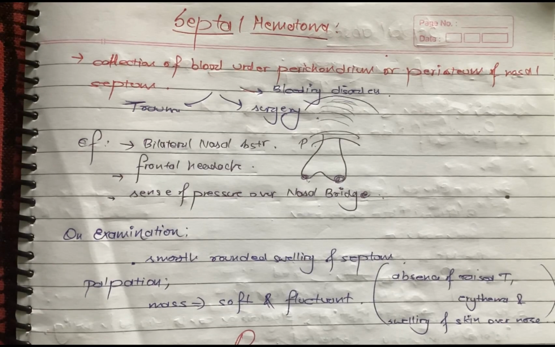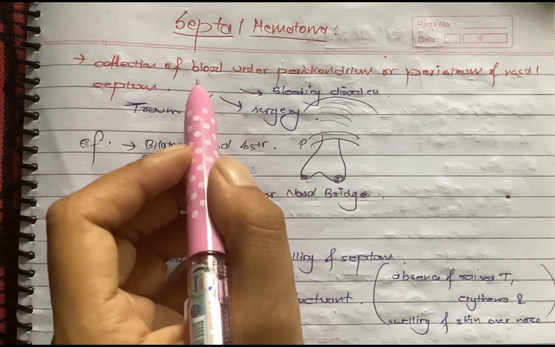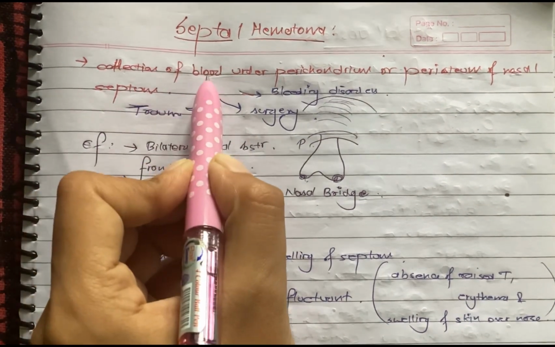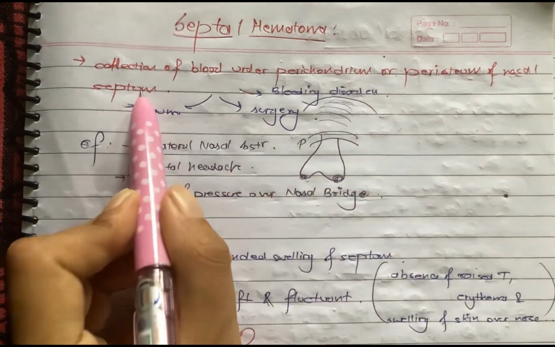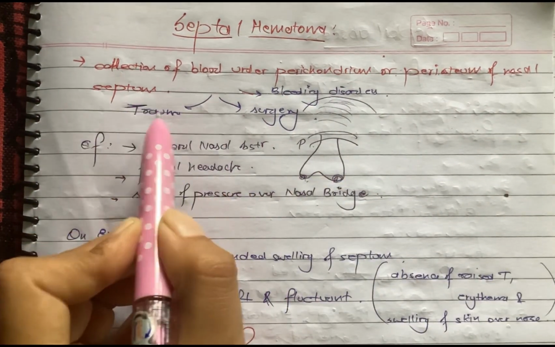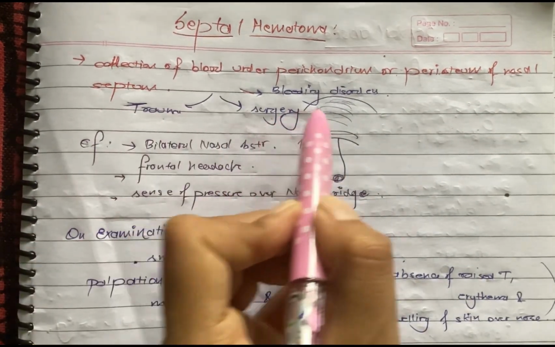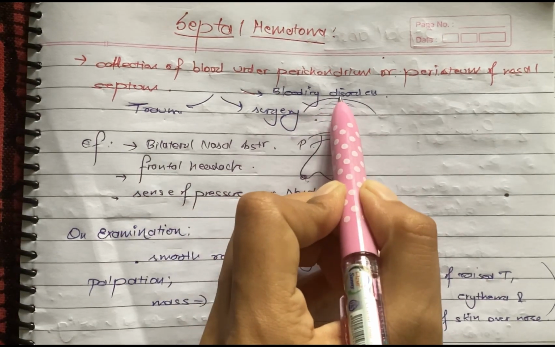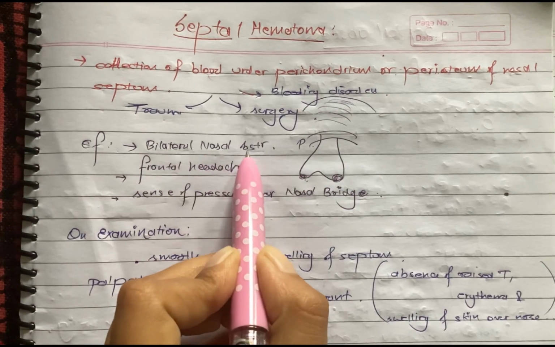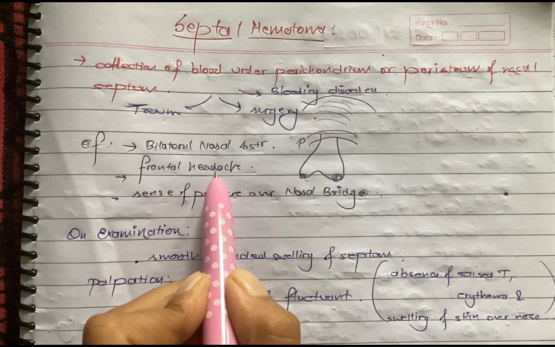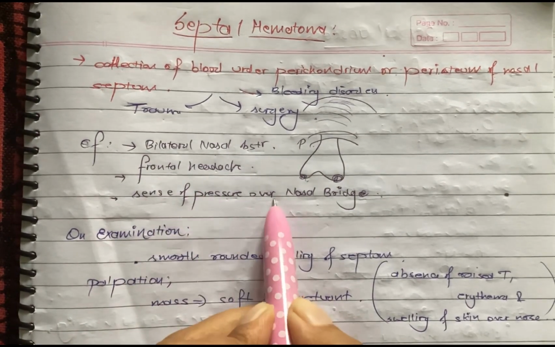Now let's talk about septal hematoma. Septal hematoma is the collection of the blood under the perichondrium or periosteum of the nasal septum, and it is due to trauma, surgery, or any bleeding disorders. Now talking about the clinical features, there will be bilateral nasal obstruction, there will be frontal headache, and there will be sense of pressure over the nasal bridge.